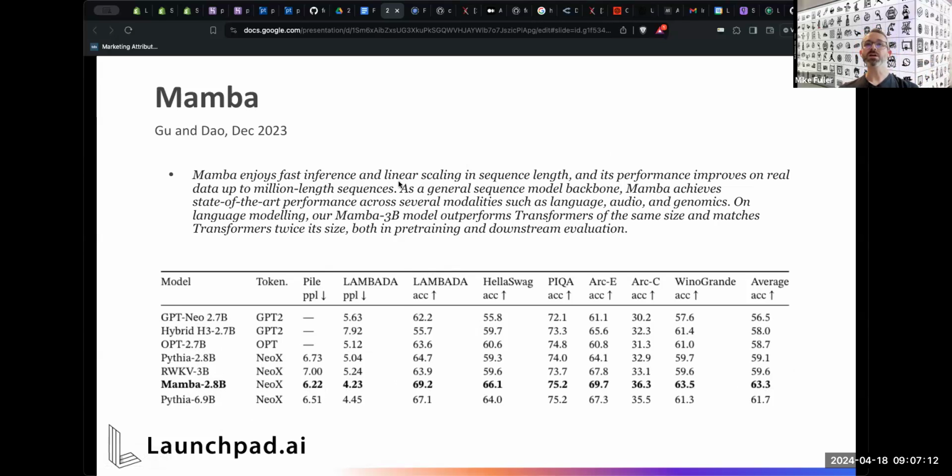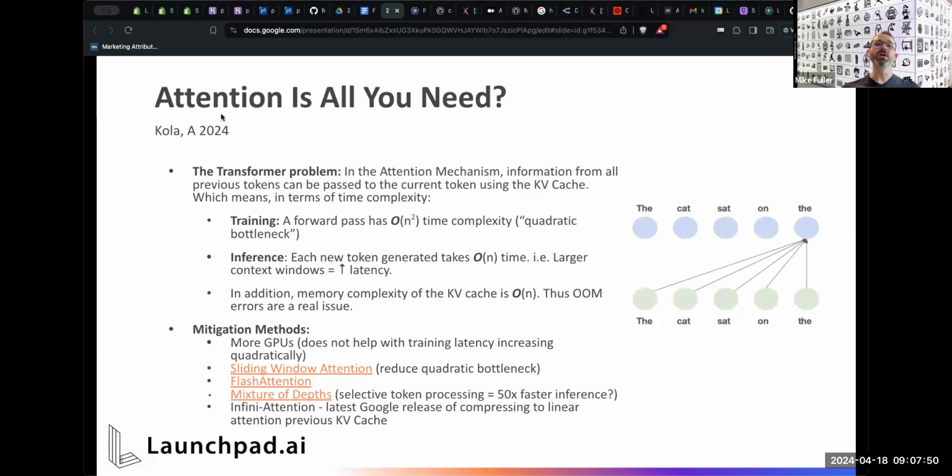So it has linear scaling in sequence length. Performance improves on real data up to million length sequences, which is what they tested. As a general sequence model backbone, it achieves state-of-the-art performance across several modalities such as language, audio, and genomics. On language modeling, their Mamba 3B model outperformed transformers of similar size that they tested against, although as I say, there are interesting choices there. It also matched or beat the Pythia 6.9b model, which is more than twice as big as the Mamba model, a transformer model.